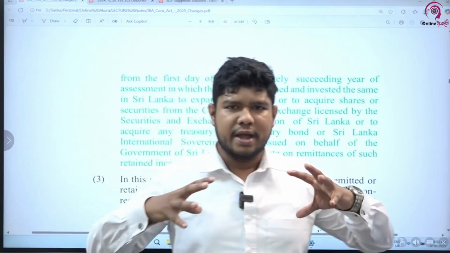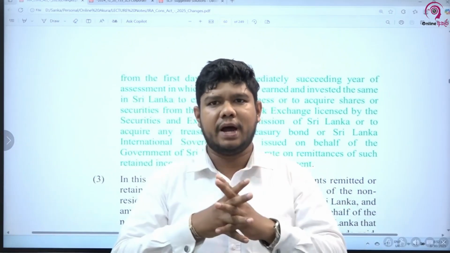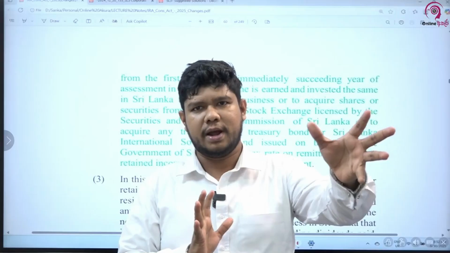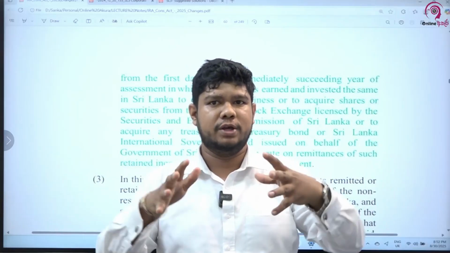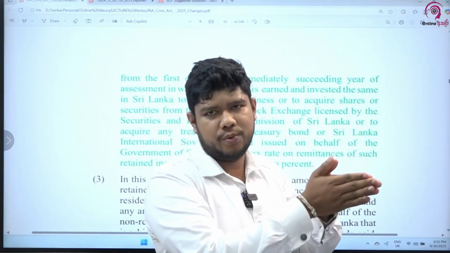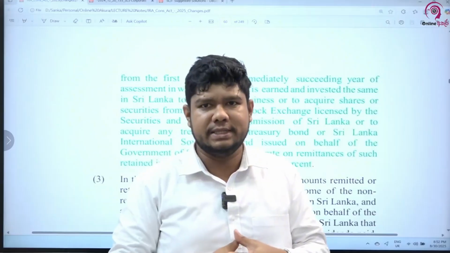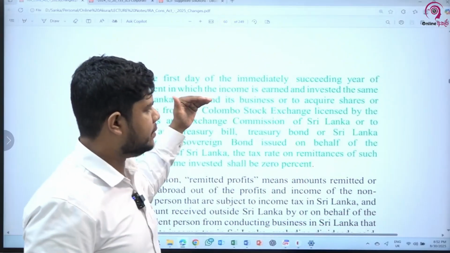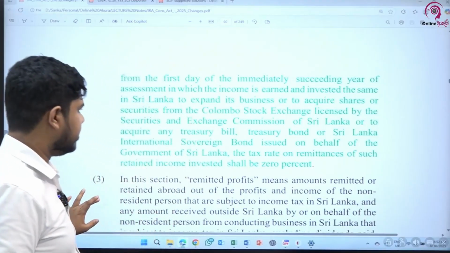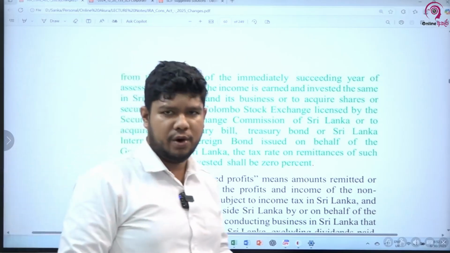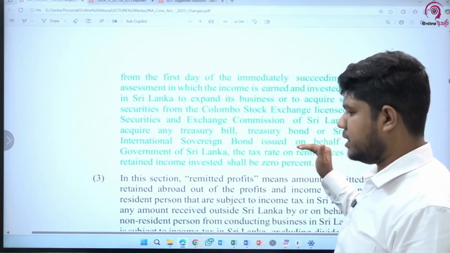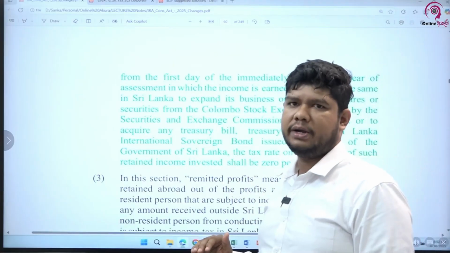If you invest that retained profit after tax for your business growth, right? You have to develop your business, you have to show it, not that you just keep it in a separate safe or bank account, right? You have to develop your own business in Sri Lanka, or you have to invest in T-bill, T-bond, sovereign bond or CSE, Colombo Stock Exchange, right? Then the tax rate is 0. Otherwise, the tax rate is 14% under Schedule 1 to the Act, right?